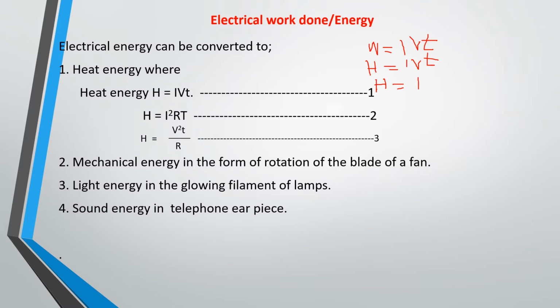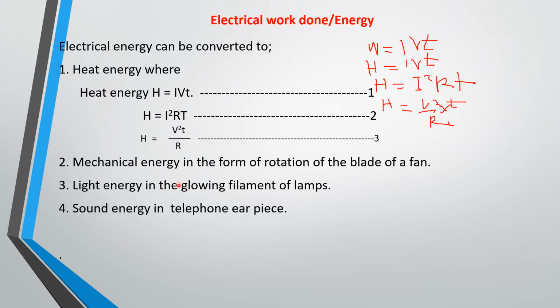So just put all those equations as we got them. Heat energy is equal to I squared RT, right? Then you also have this third one: heat energy is equal to V squared over R times T. Any of these equations can be used to find the heat energy generated in an electrical system.